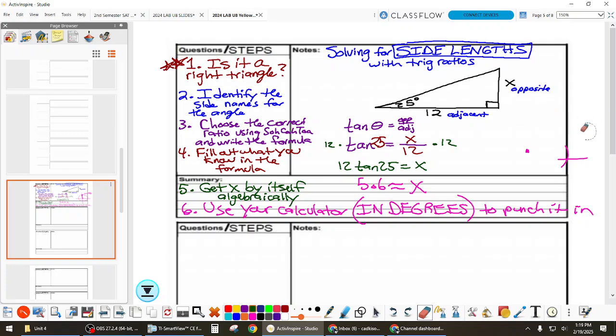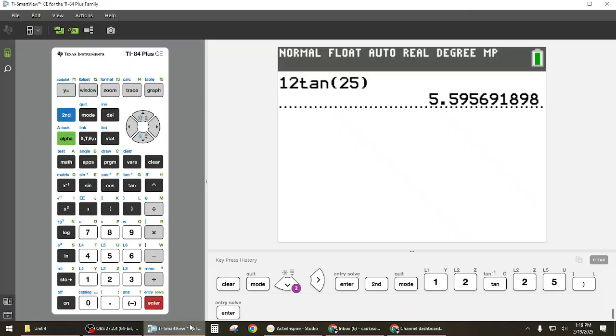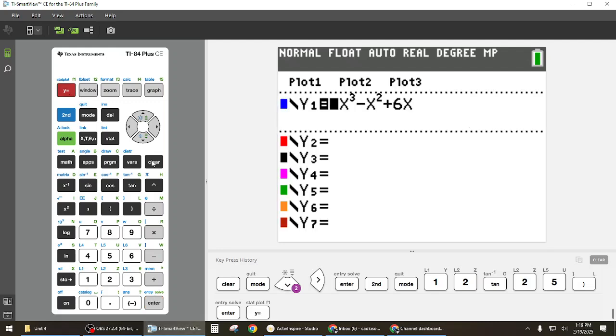Let's do this just for fun. You want to see something really wacky? Go to y equals. And you might have to clear what we put in there yesterday. I think we put sine in there yesterday. Instead, push tangent of x. And go hit graph.